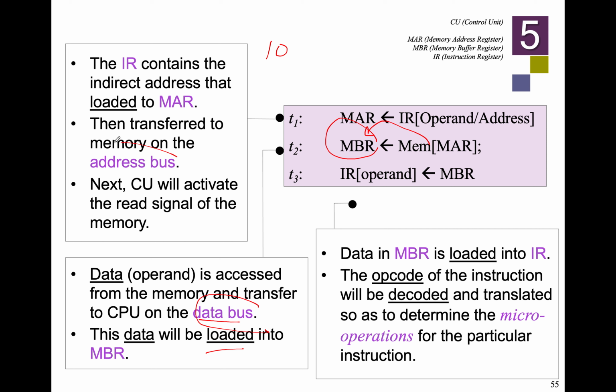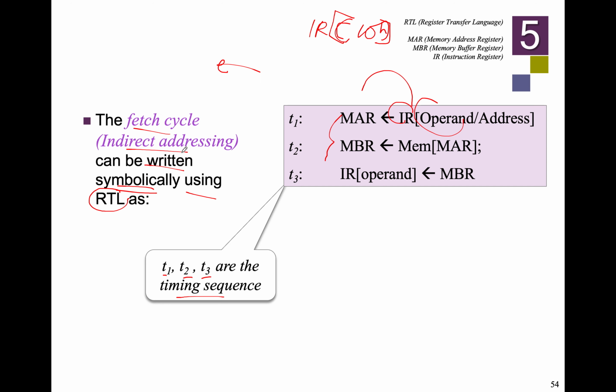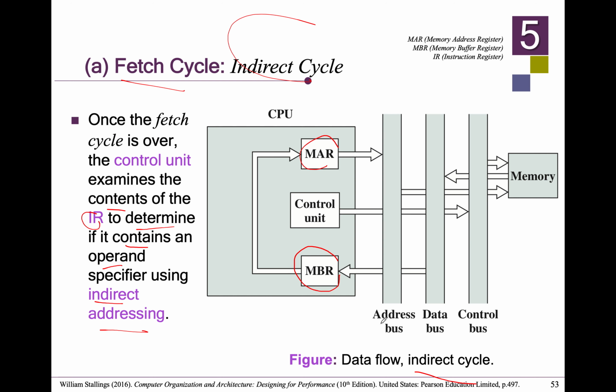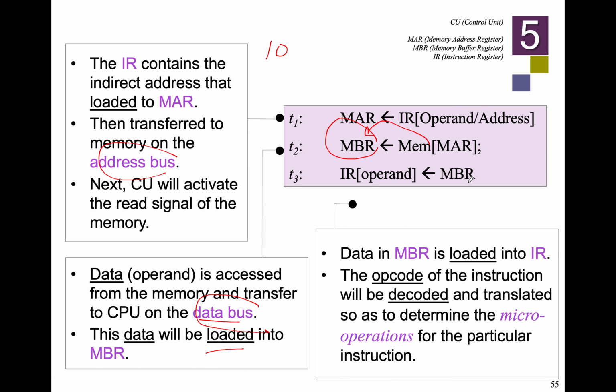So you will see which buses are used. You can see you have the address bus, you have the data bus. First you have the MAR, you're going to use the address bus. Your address bus will connect, then after that you're going to use your data bus to store in the MBR. See, the picture already shows the connections.